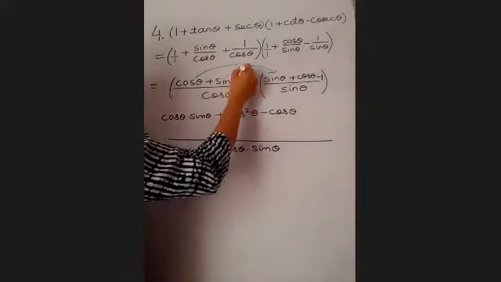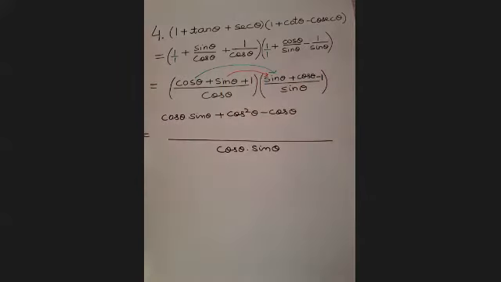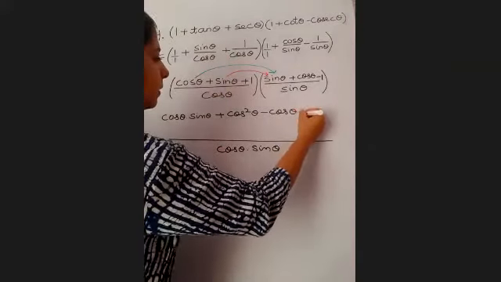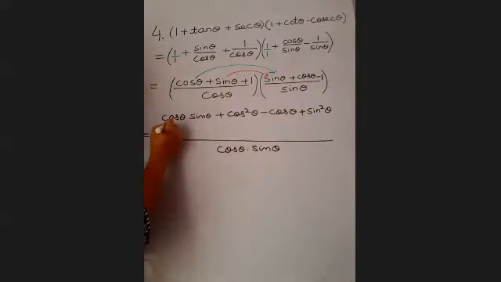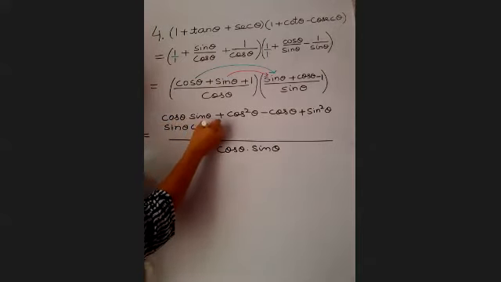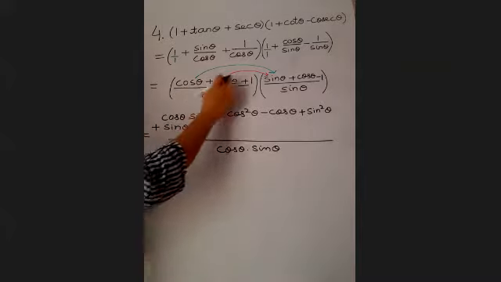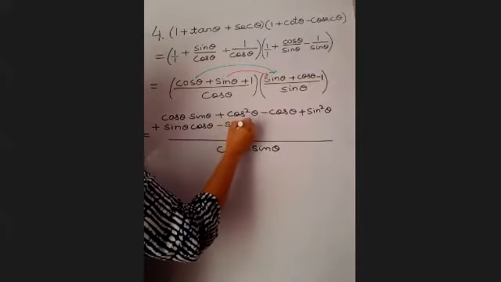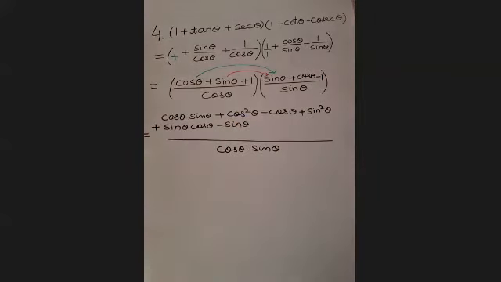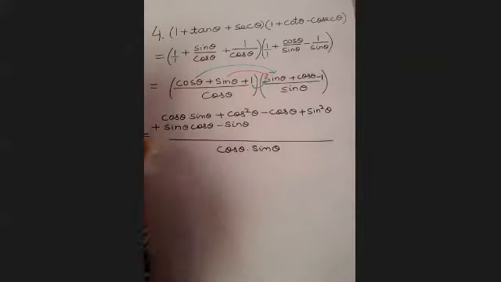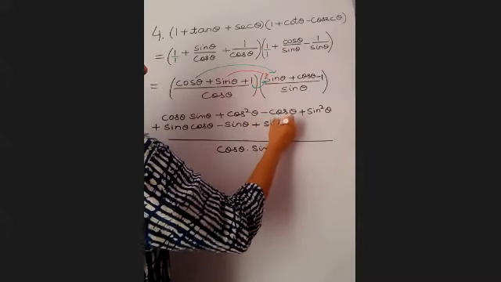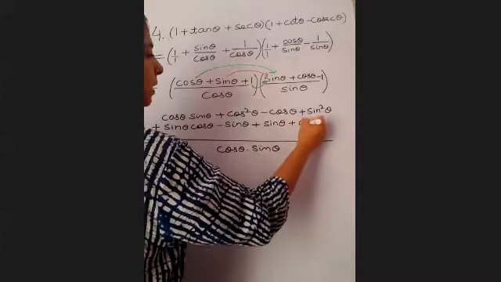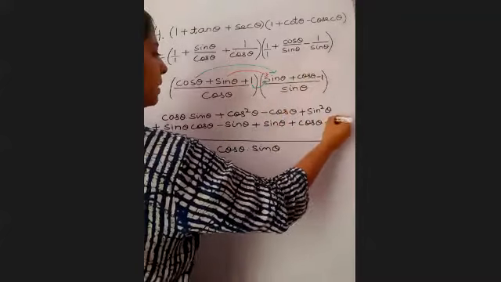Then sine theta will be multiplied with this bracket. Sine theta into sine theta makes sine square theta. Sine theta into cos theta, so plus sine theta cos theta. Sine theta into minus 1 makes minus sine theta. And in the end, this 1 will be multiplied by all the three terms. So 1 into sine theta makes sine theta. 1 into cos theta makes cos theta. And 1 into minus 1 is minus 1, children.